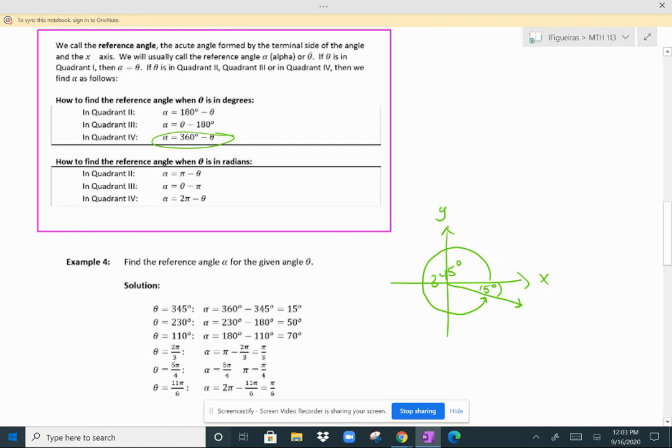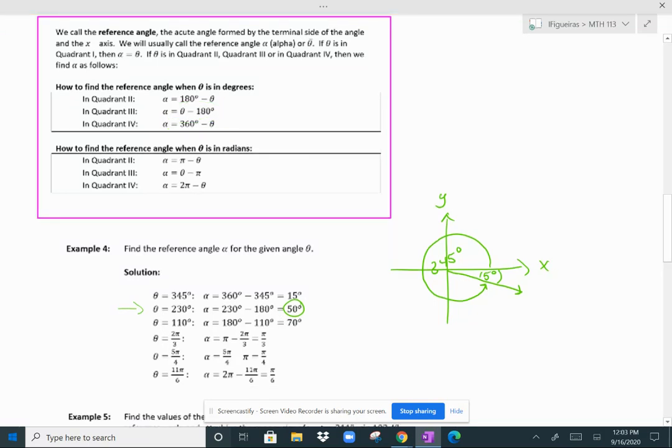So now let's do the next one. Theta is 230. 230 is in quadrant 3. What do you do in quadrant 3? That's when you take your angle, which is 230, and subtract 180 from it. So now I'm using the second formula. So I have 230 minus 180, and I get 50 degrees.